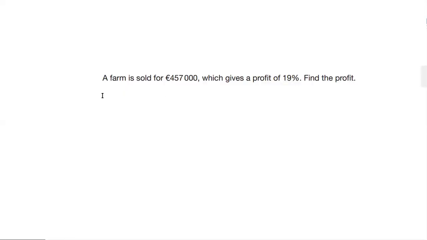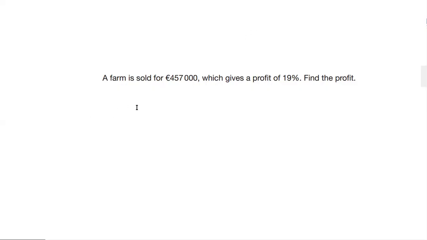Now, in a question like this, a farm is sold for 7,000 euros, which gives a profit of 19%. Find the profit. They didn't tell me find the original value. They told me find the profit. So basically, you're going to find the profit by finding the original value and then subtracting from the new value that we used here.